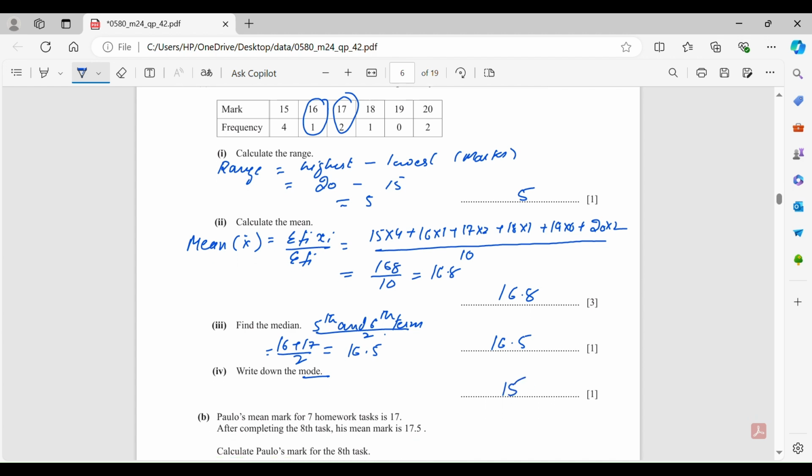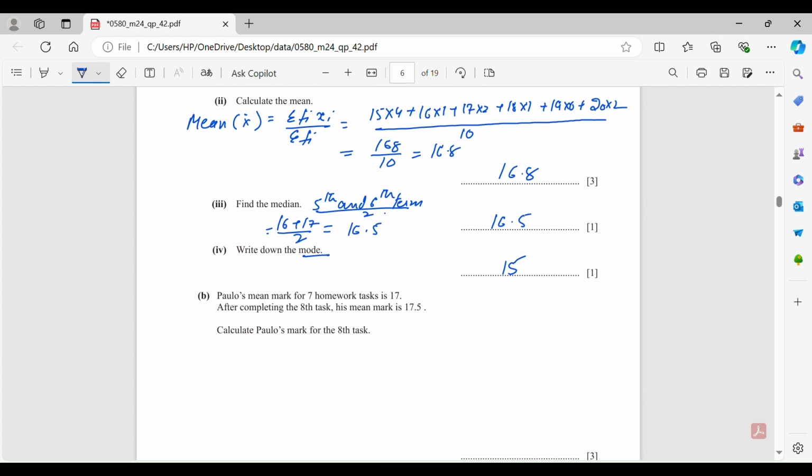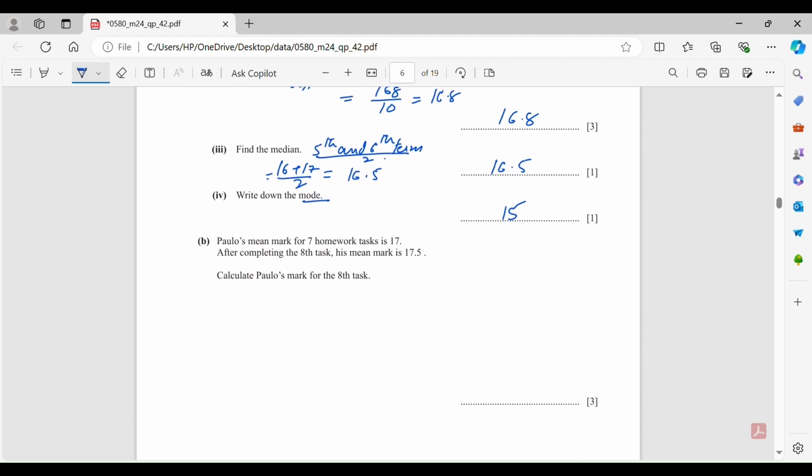Next, B part. Polo's mark in the 4th task... Polo's mean mark for 7 homework tasks is 17. After completing the 8th task, his mean mark is 17.5. Calculate Polo's mark in the 8th task.